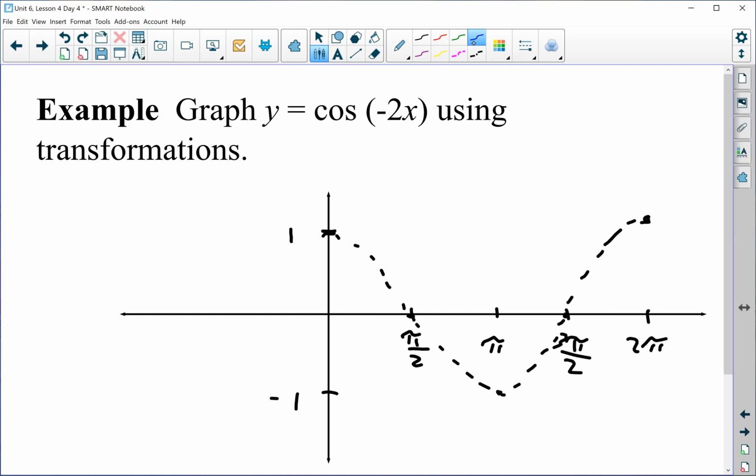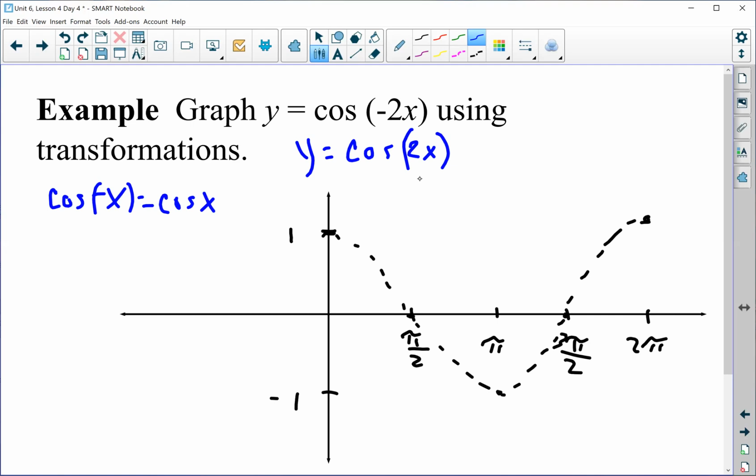In this case, there's really only one transformation, and that's because cosine of negative 2x, now one of our properties from the last quiz was cosine of negative x is the same as cosine of x. So y equals cosine negative 2x is the exact same as y equals cosine of 2x. So the negative does not affect our answer because of the fact that cosine is an even function.